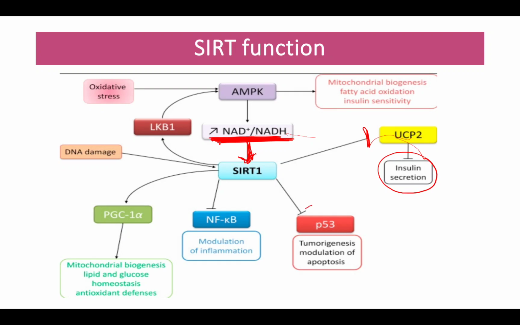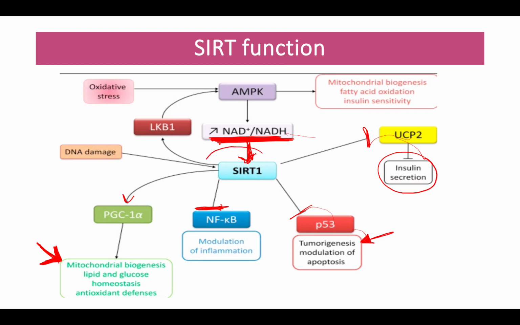And also it blocks the P53, so it blocks tumorigenesis. It prevents formation of tumor and cancer. Also, it blocks the NF-kappa B, which is an inflammatory mediator, so it reduces inflammation. Also, here it stimulates the PGC1 alpha. This is responsible for creating new mitochondria. And creation of new mitochondria is very important. This is the secret how we become young again.